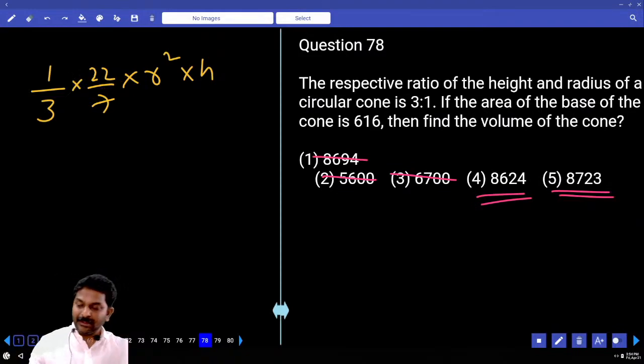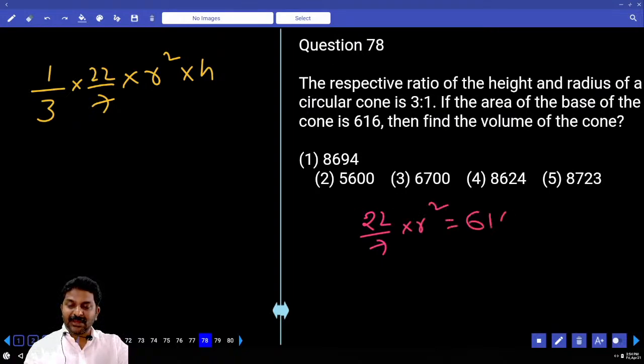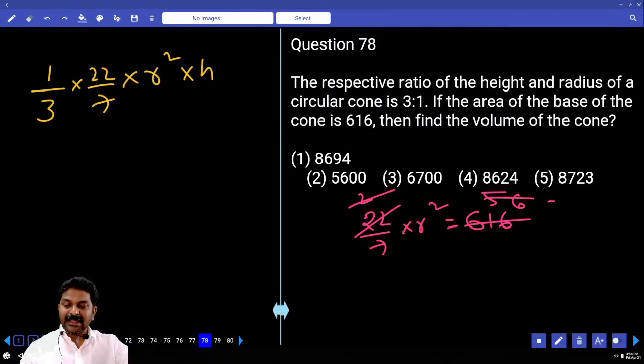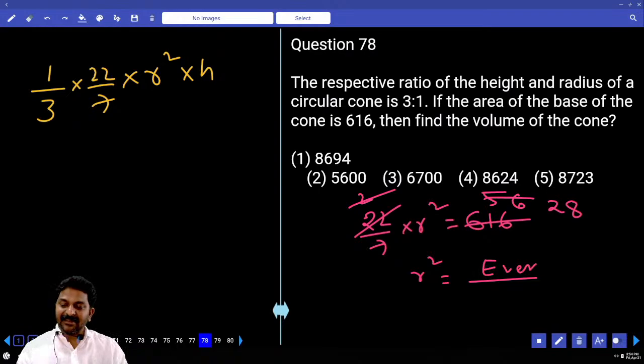Now the base is mentioned as 616, base area. For a cone, the base is circular in shape, so area is pi r square. 616 divided by 22/7 gives 7 into 28, r square equals 7 into 28, even or odd? If r square is even, will r be even or odd?